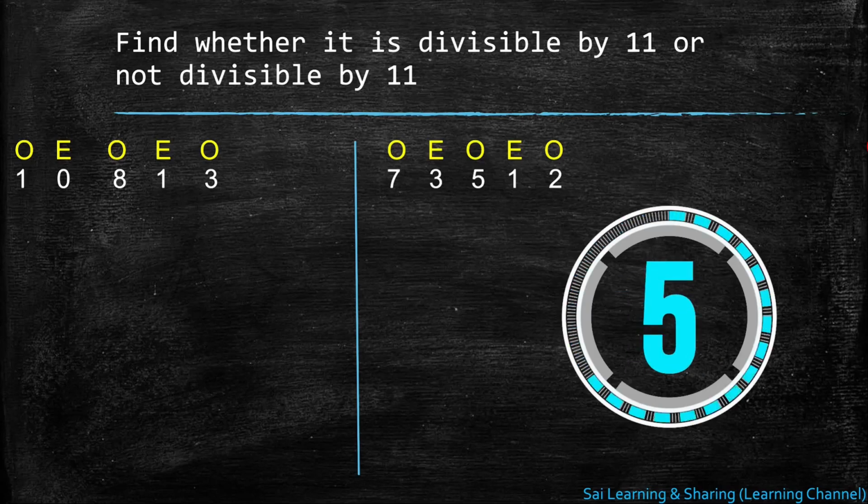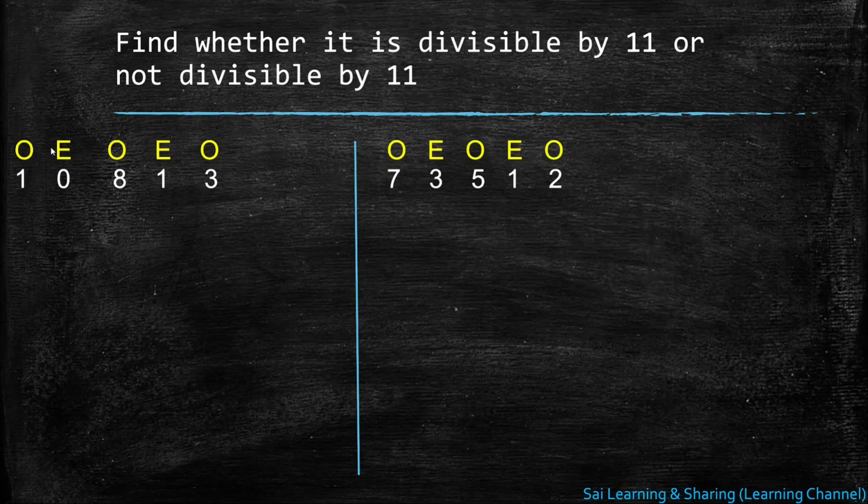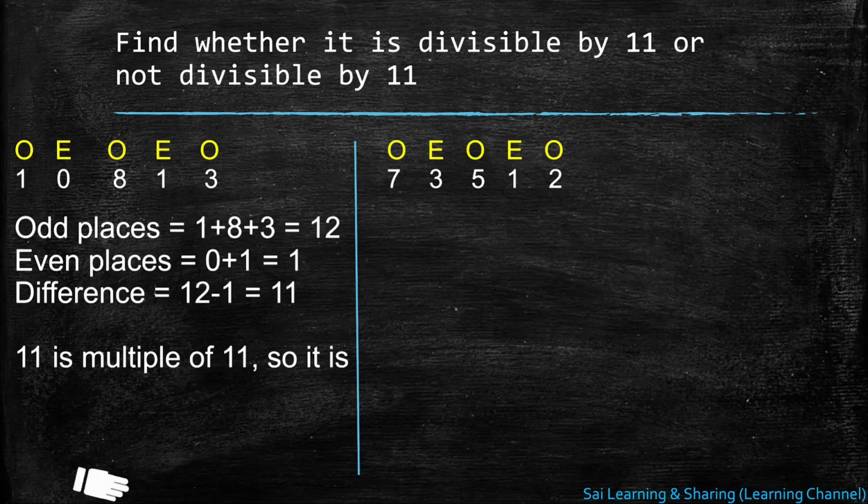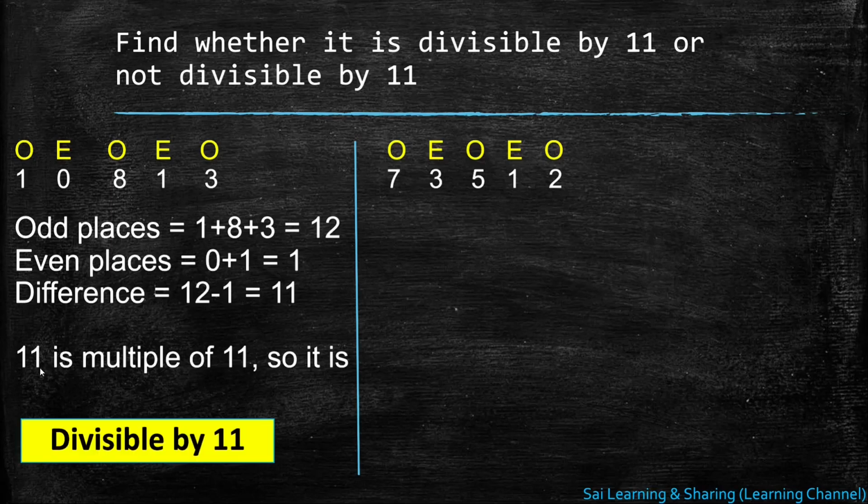Now let's move on to the answers. The first one, 10,813. We write odd, even, odd, even, odd. Then after we write that, we should plus the odd places. And we get 12. And when we plus the even places, we get 1. And when we minus these both, we get the answer as 11. And hence 11 is a multiple of 11. So it is divisible by 11.